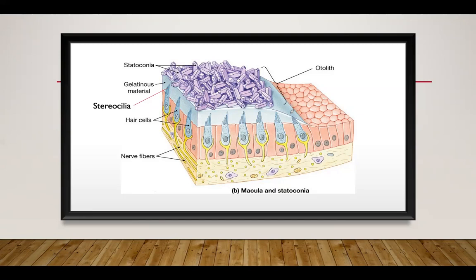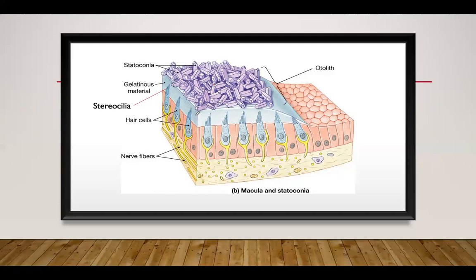Statoconia is basically calcium carbonate crystals. And you can see they're shaped like crystals, right? So what you have here, on top, you have quite a few calcium carbonate crystals, or statoconia, that sit on top of a gelatinous material. And within that gelatinous material, you have these finger-like extensions coming off of your hair cells, these little tiny things called stereocilia. Now, this structure, the gelatinous material plus the statoconia, those crystals, together they're called the otolithic membrane, okay?